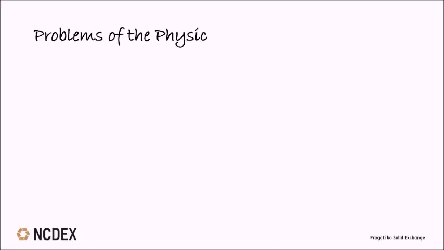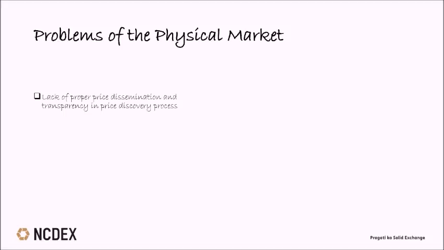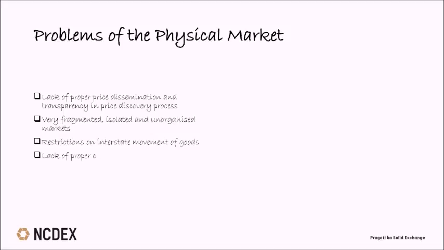Now let's take a look at the problems faced by the physical market. So the very first problem which physical markets in India face is the lack of proper price dissemination and transparency in the entire price discovery process. The markets are very fragmented, isolated, and unorganized markets. There are restrictions on the interstate movement of goods. Lack of proper certification and standardization of commodities act as an impediment. Similarly, lack of proper warehousing and transportation facilities also act as an impediment.